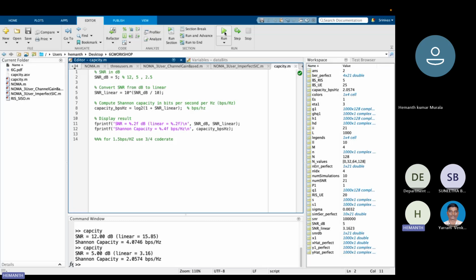Similarly, if you are not getting any round figure, round number, then what to do? We go for the FEC, forward error control coding. That is called the convolution coding. This is not new words. All are the same words.